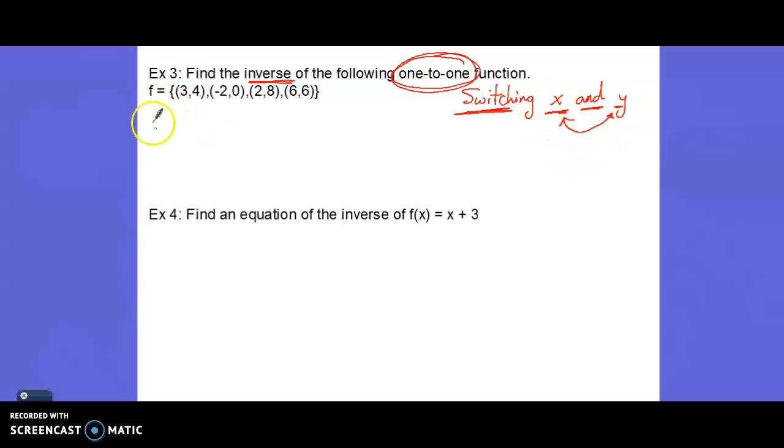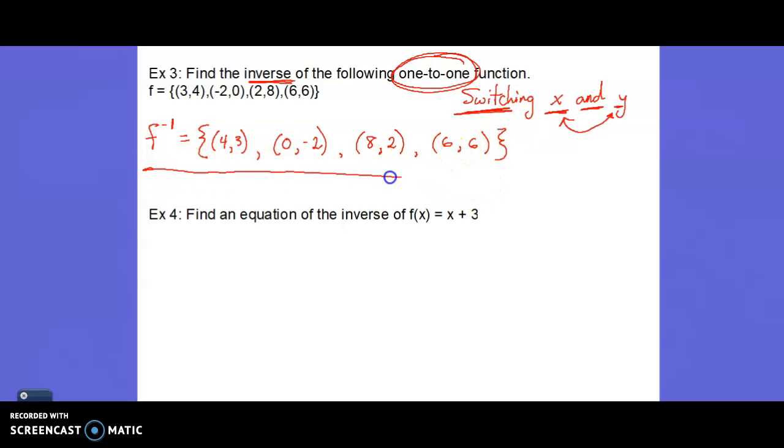So that's all we have to do for the inverse, but I want you to practice this notation as well. So if f is defined as this set of ordered pairs, then I want you to write f to the -1 power, and all you have to do is switch. 3, 4 becomes 4, 3. -2, 0 becomes 0, -2. 2, 8, because we're switching x and y, becomes 8, 2. And 6, 6, so that's kind of interesting that when you switch them, it's the same ordered pair.